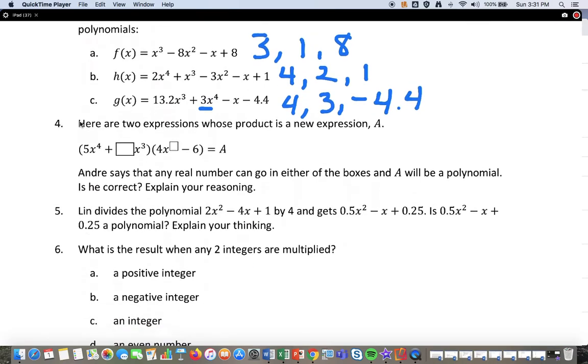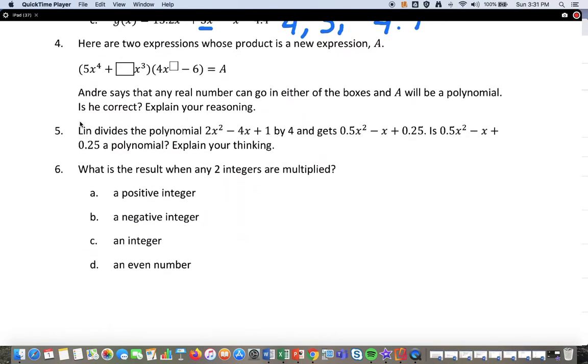Number 4, here are two expressions whose product is a new expression A. Andre says that any real number can go in either of those boxes and A will be a polynomial. Is he correct? And he's not correct. Remember, the exponents have to be whole numbers, and so this would be a no.